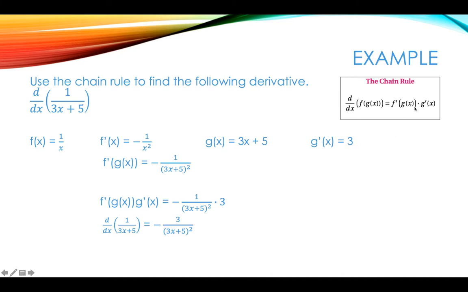All right, so we need to find f prime of g of x. So I'm going to plug in that 3x plus 5 as my input into my derivative of f. So I'm going to have negative 1 over 3x plus 5 squared. Now I need to take that and multiply by g prime of x, which is just 3. So I have negative 1 over 3x plus 5 squared times 3. And so my final answer for my derivative is negative 3 over 3x plus 5 squared.